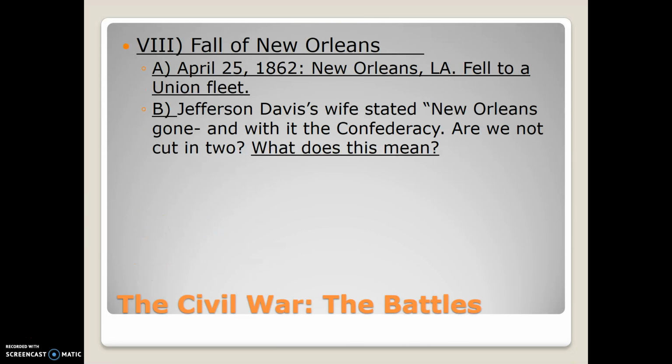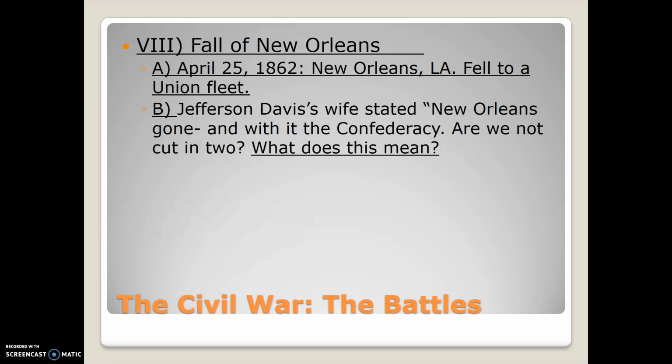Then we get to the fall of New Orleans, or the Battle of New Orleans, April 25th, 1862. It fell to a Union fleet. And because New Orleans is so important because of its location on the Gulf of Mexico and the delta of the Mississippi River, Jefferson Davis's wife states, "New Orleans gone, and with it the Confederacy. Are we not cut in two?"